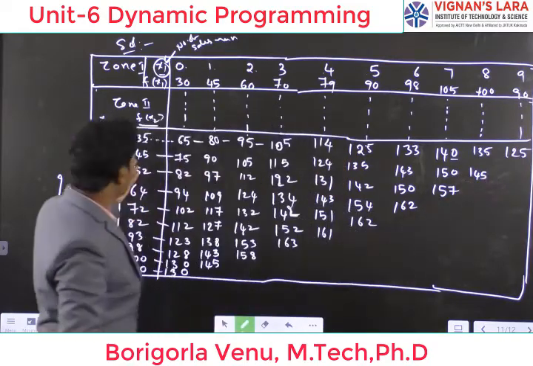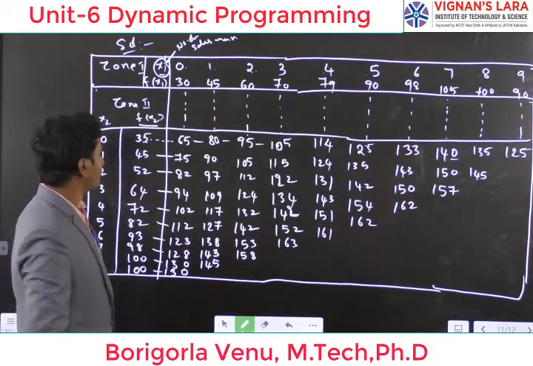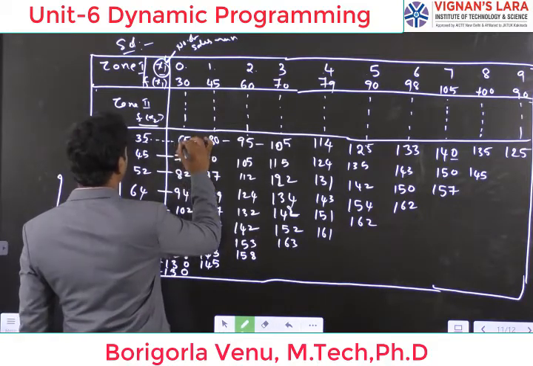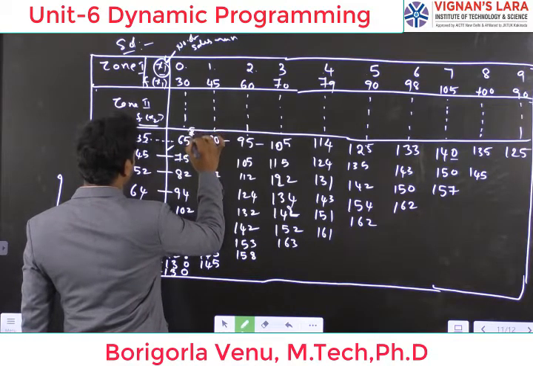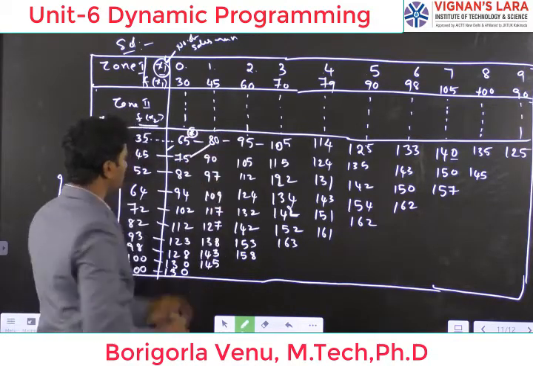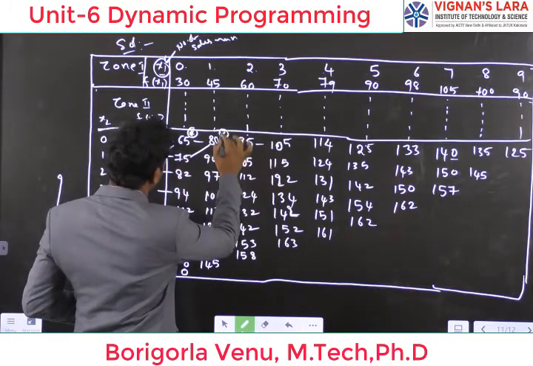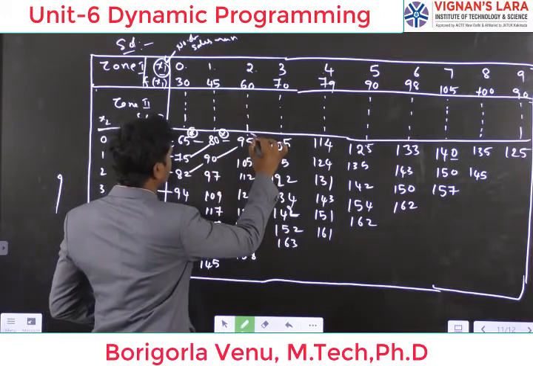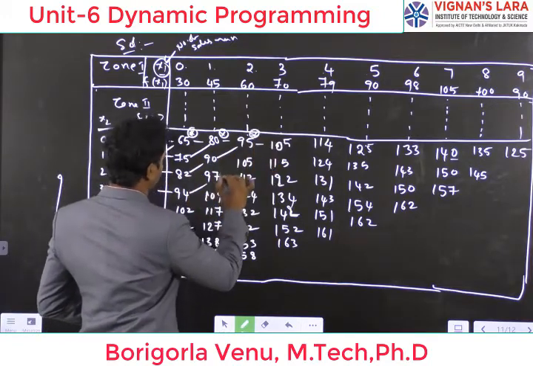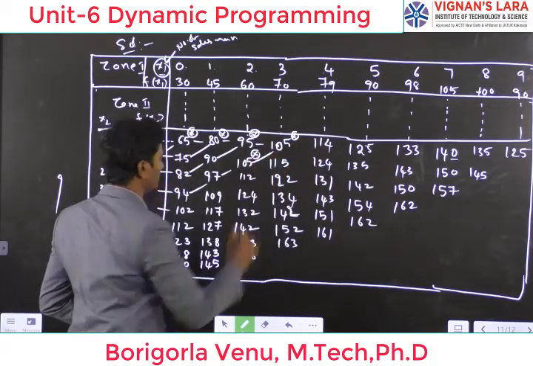After this, we are going to calculate the optimal values. First, we are going to take the diagonal stage. At first, we have only 65, so I am going to mark this 65. Next, coming to these two, which one is the maximum? 80 is the maximum, so I am going to highlight this. Next, coming to this, 95 is the maximum. Then 105 is the maximum, and there are two 105s in total.